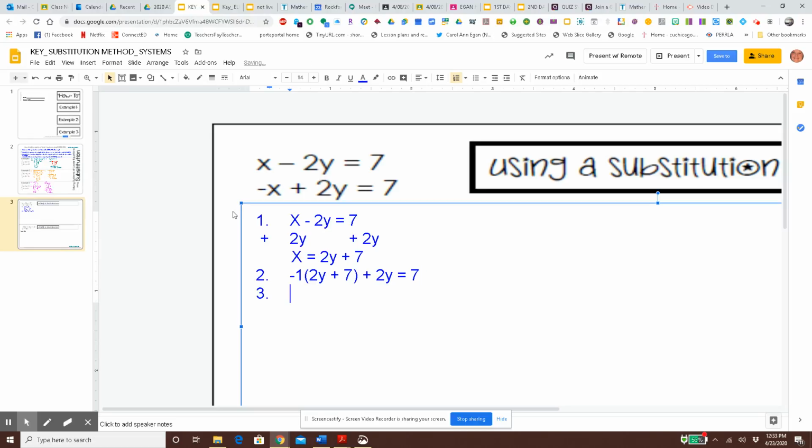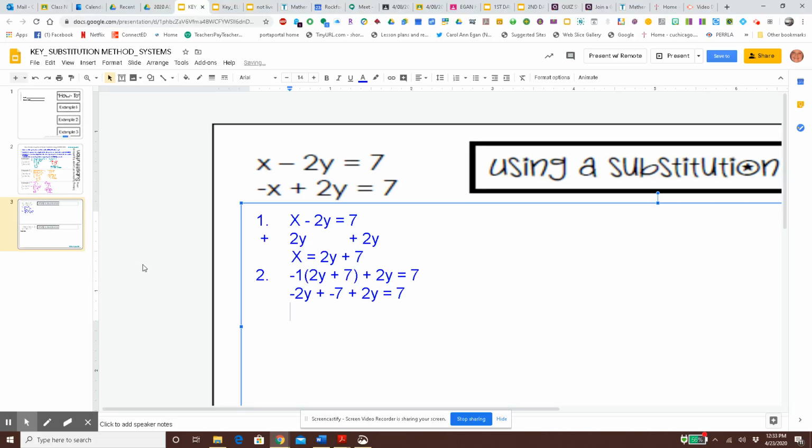So do your distributive property. -1 times a positive 2y would give me negative 2y. A -1 times a positive 7 would give me negative 7. I already had positive 2y. That just comes down equal to 7.